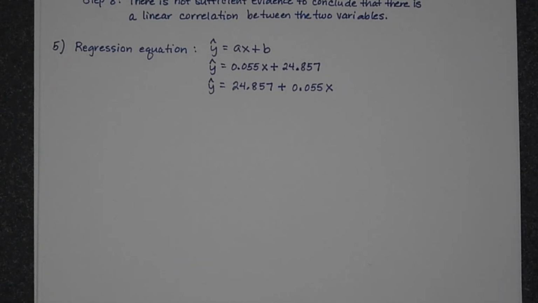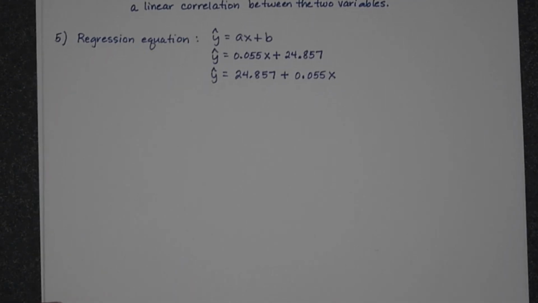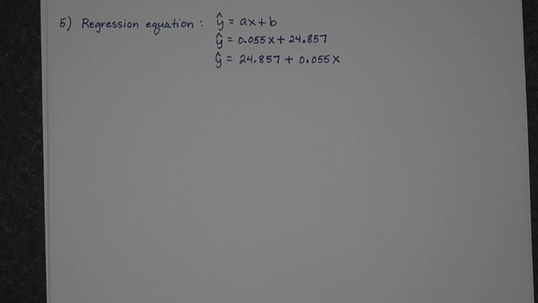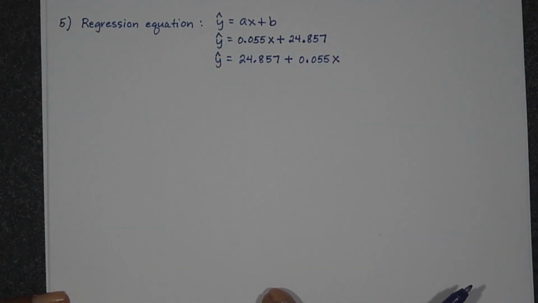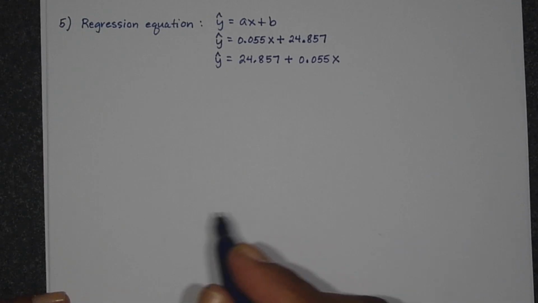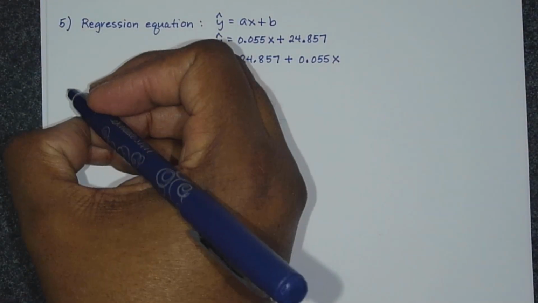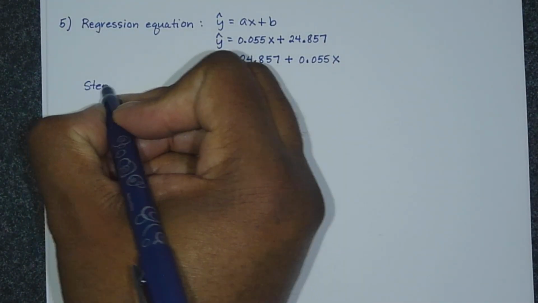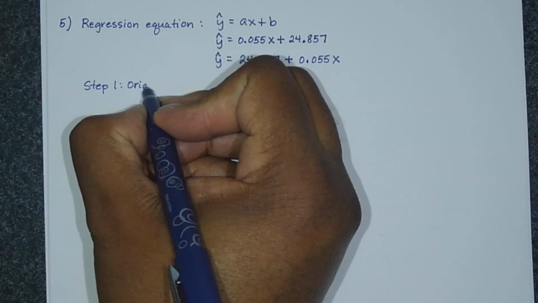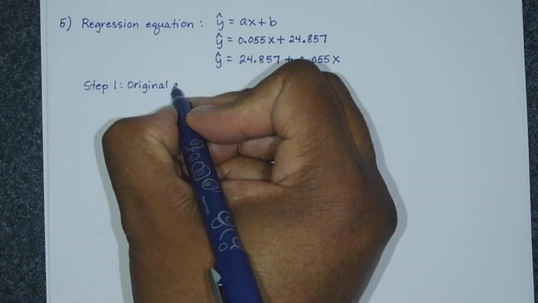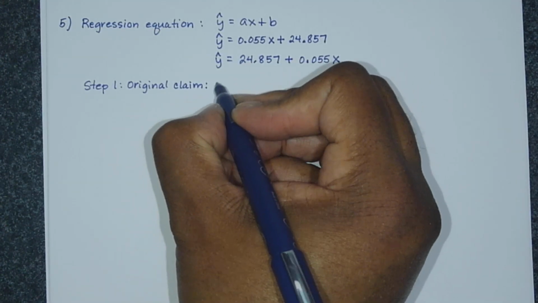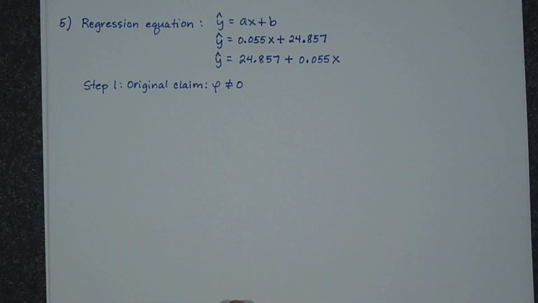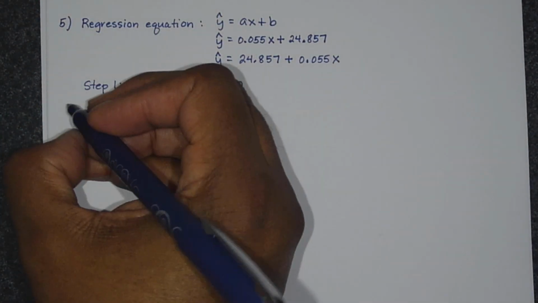Now I'm going to use the 8-step procedure to determine whether we have a linear correlation between the two variables. And if that's the case, we can use this regression equation to find the best predicted temperature at the rate of 3,000 chirps per minute. So step number 1 is the original claim. And in this case, that's going to be rho is not equal to 0, meaning that there is a linear correlation.